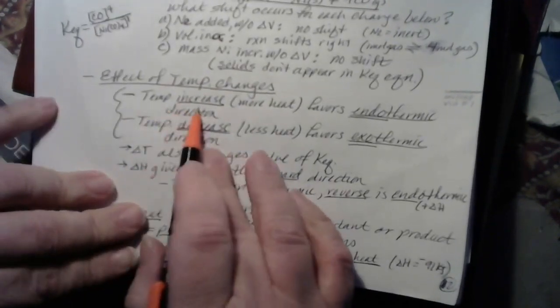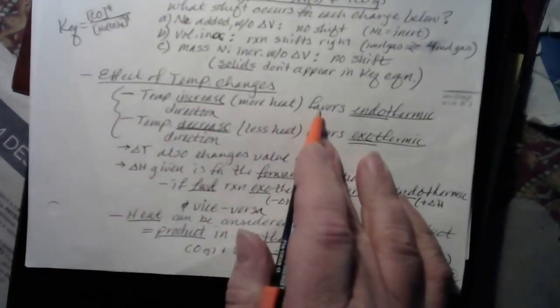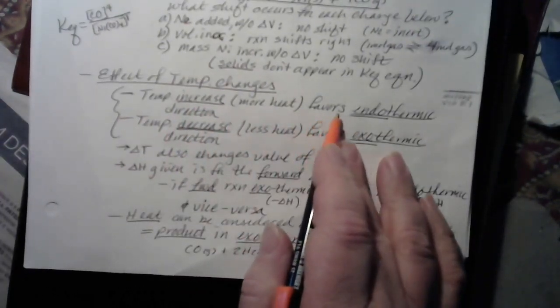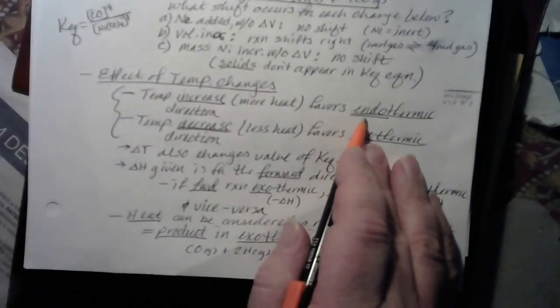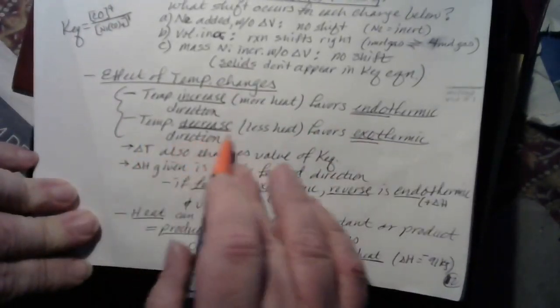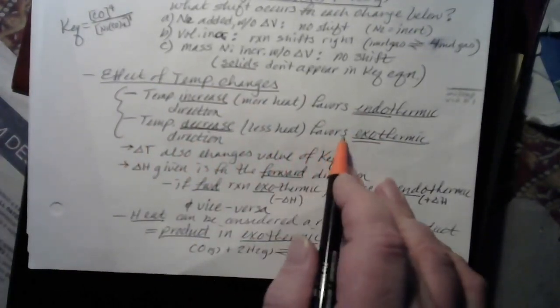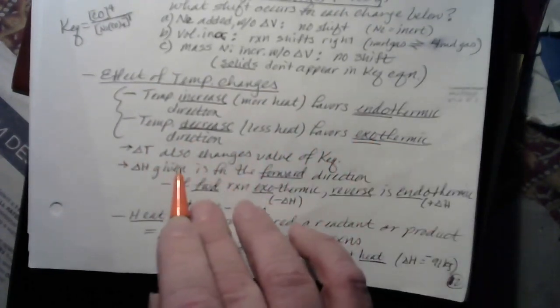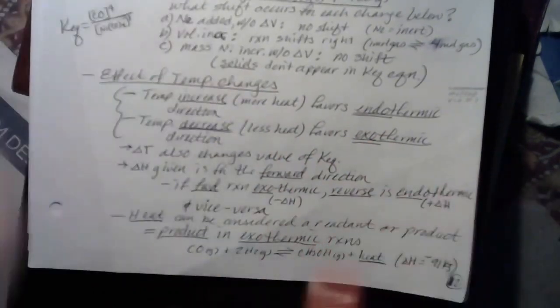If the temperature is increased, that is, if you have more heat, then the reaction tends to shift in the endothermic direction. You have more heat, so it favors the direction that takes in heat, which makes sense. If the temperature is decreased, there's less heat around, so the reaction shifts in the exothermic direction. That favors the direction that gives off heat, because it's easier to give off heat if there's less heat already around.